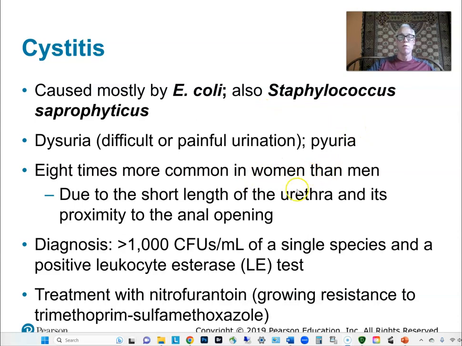It's much more common in women, of course, as we mentioned, the short urethra makes it much easier for the bacteria to colonize it, even into the bladder, and cause infections. The diagnosis is 1,000 or more colony-forming units of bacteria of a single species, plus a positive leukocyte esterase test. If you do a clinic dipstick test of urine, it'll have right on there. One of the things they'll test for is leukocytes. Actually, in that case, they're probably looking at nitrites. This is leukocyte esterase. But anyway, the sign of the presence of white blood cells indicates an infection going on.